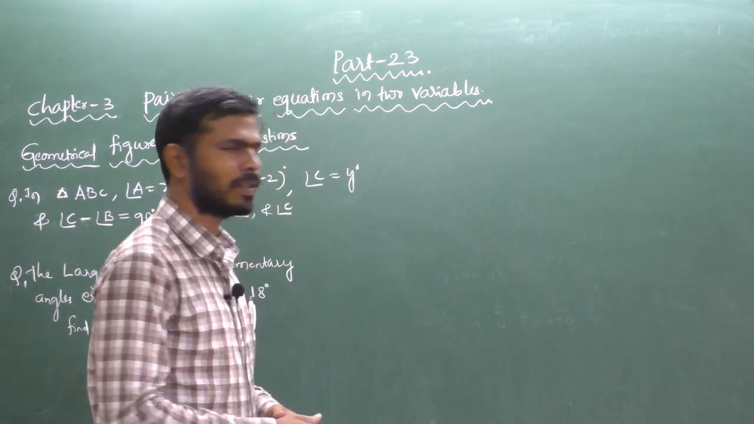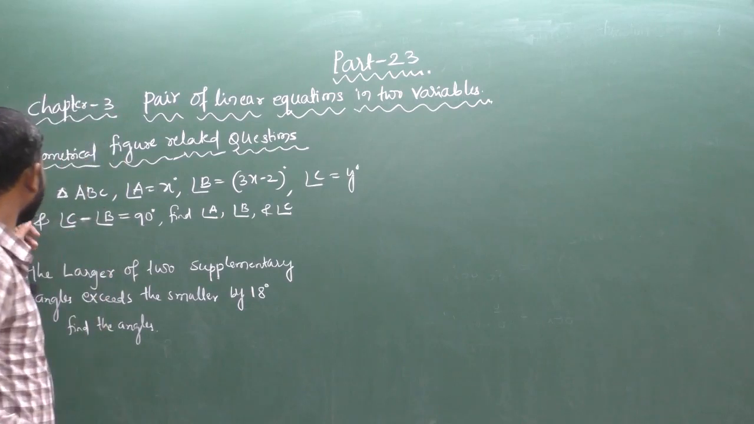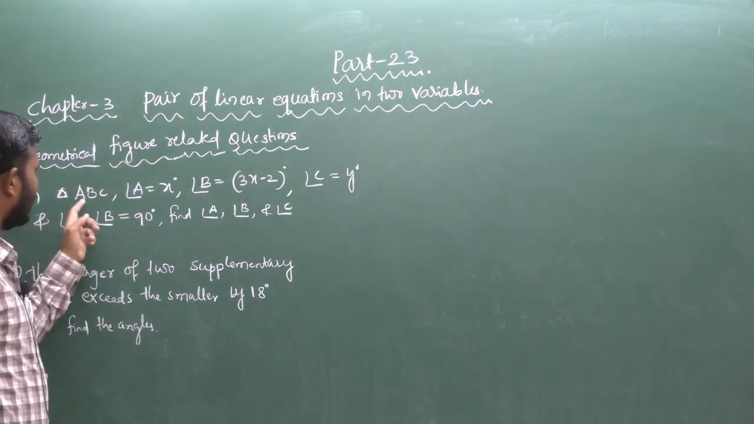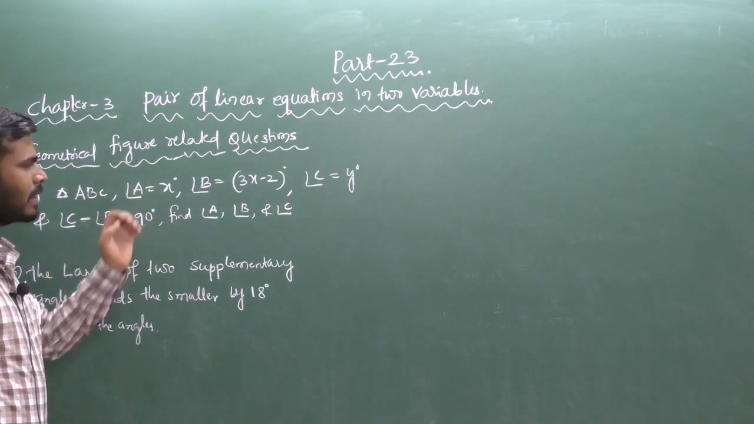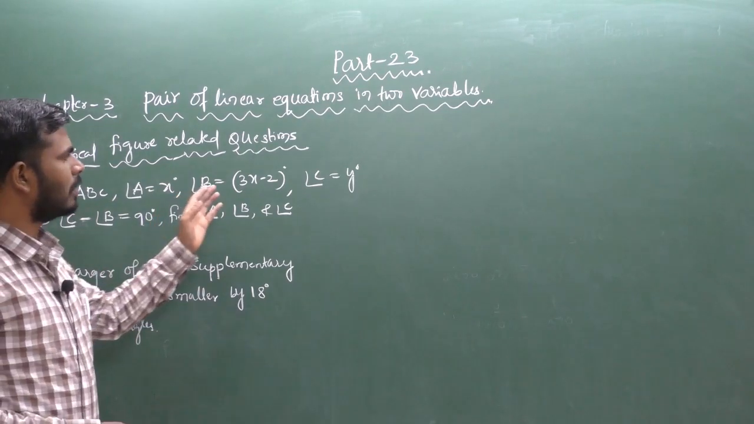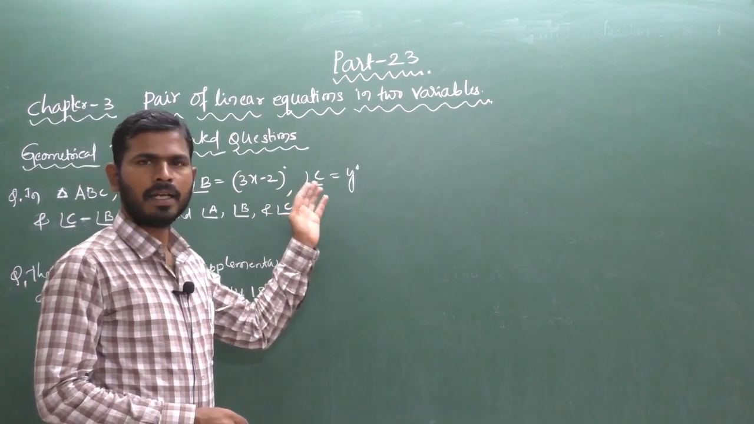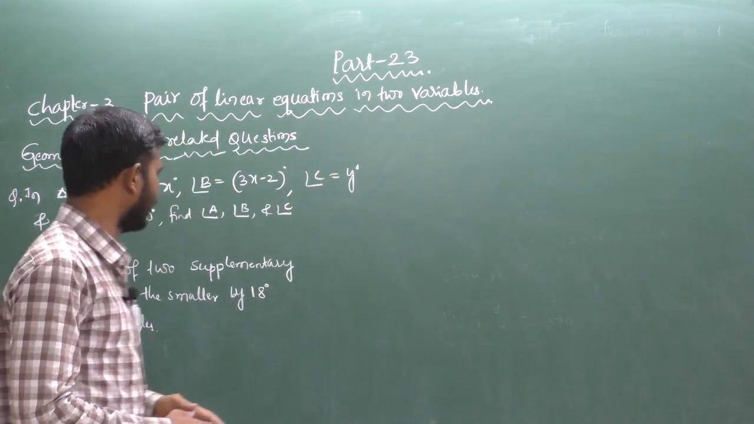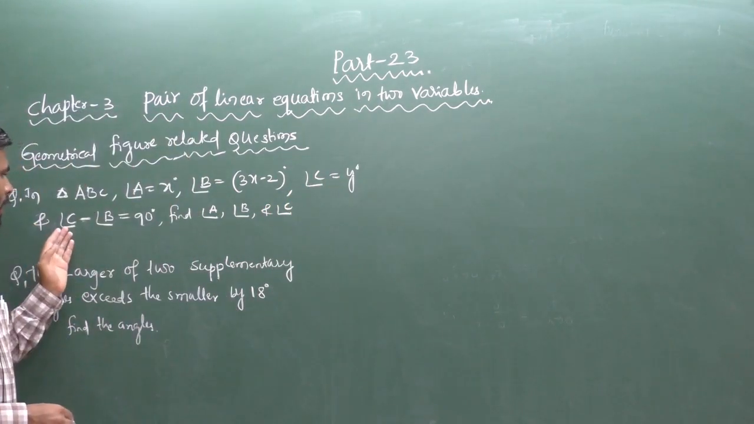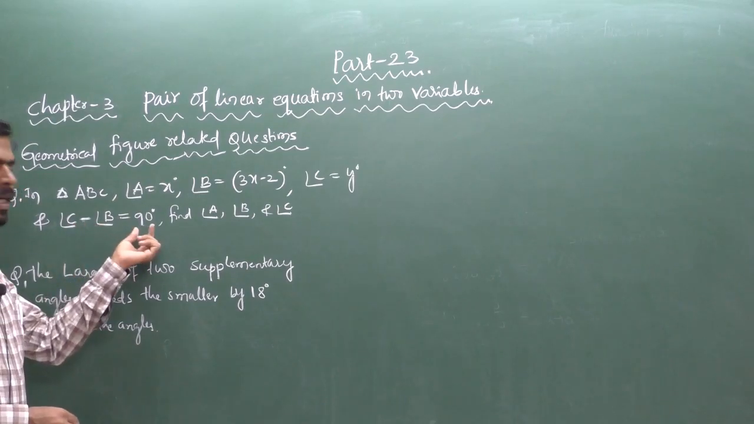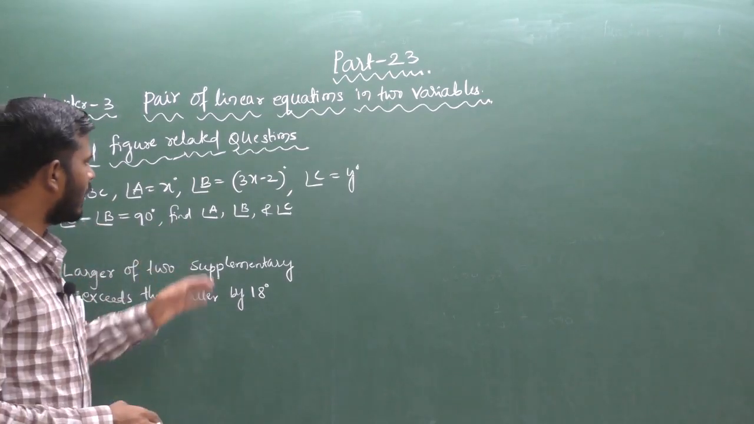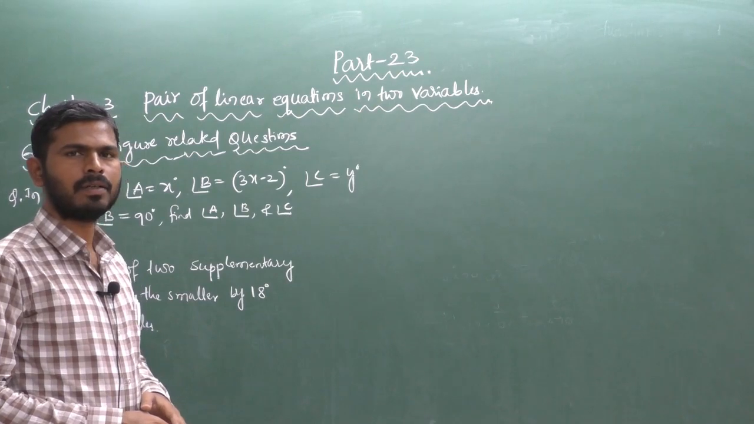Let us discuss. First question is given here: in a triangle ABC, angle A equal to x degree, angle B equal to 3x minus 2 degree, and angle C equal to y degree. What condition is given? Angle C minus angle B equal to 90 degree. Then you have to find angle ABC.